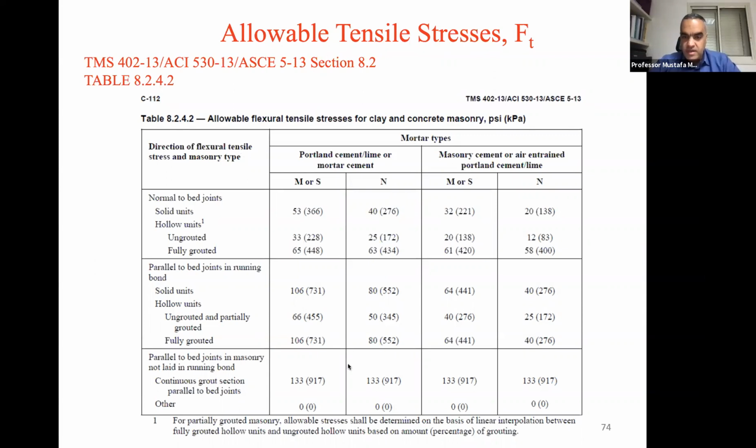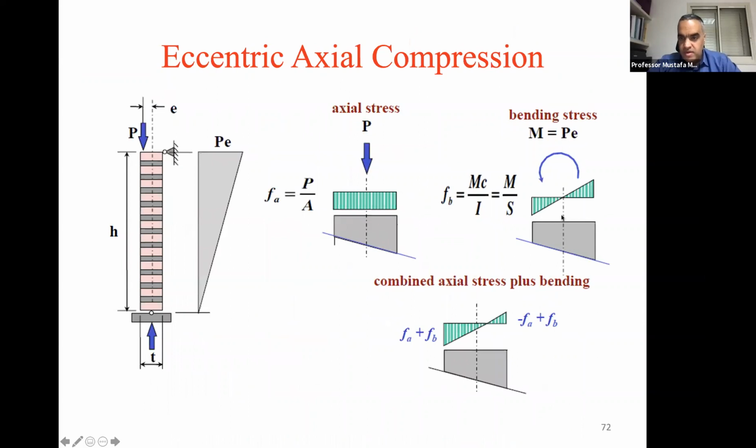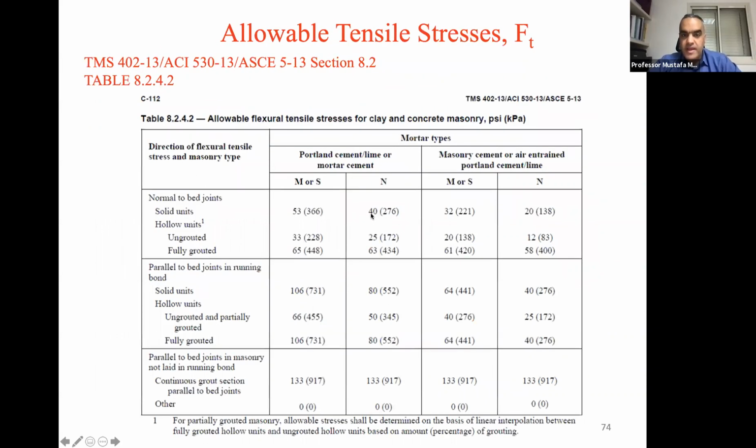So for example, going here, these are the stresses. If this is the mortar joint here, are the stresses normal to it or parallel to it? In this case, they are normal to it. So normal to bed joint, is it a solid unit? Then you use these values. This is in psi, and in parentheses in kilopascals. Okay, so 53 psi for type S. If it's a hollow unit, then we have to ask whether it is ungrouted or fully grouted. A solid unit is just like a full block. There are no holes in it.